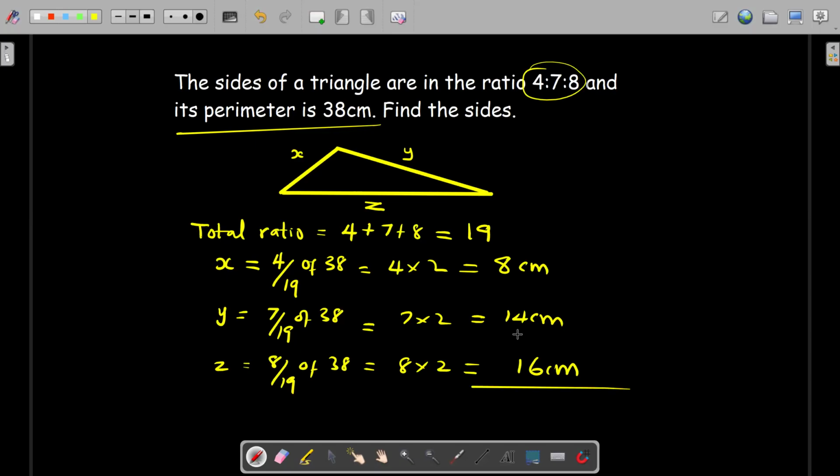And if you try to add these up, you should definitely get 38 centimeters. So we have the three sides as 8, 14, and 16 centimeters respectively. So that is the solution to the question.